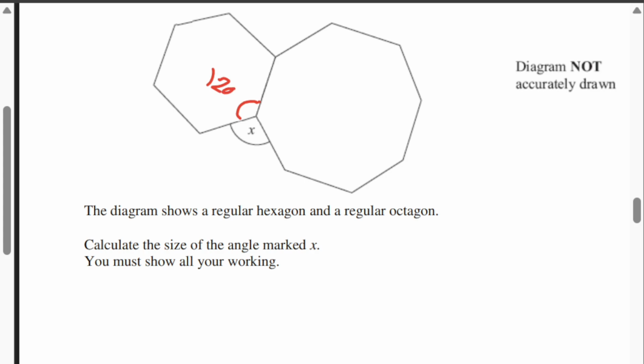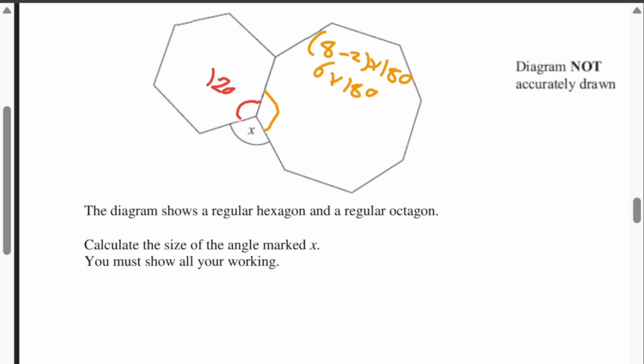Now we will do the same thing for the octagon on this side. Octagon means 8: 1, 2, 3, 4, 5, 6, 7, 8. Now we'll do the same thing. So it's 8 minus 2 times 180. It's going to be 6 times 180.